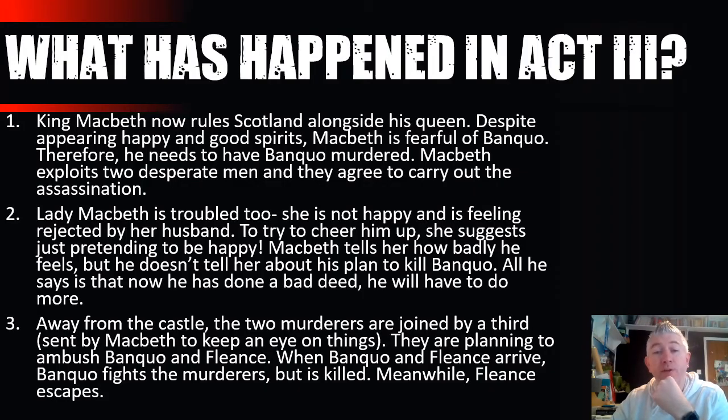So, in Act 3 so far, Scene 1, we meet King Macbeth, who now rules Scotland alongside his queen. And despite appearing happy and in good spirits, Macbeth is fearful of Banquo. Therefore, he needs to have Banquo murdered. Macbeth exploits two desperate men, and they agree to carry out the assassination. In Scene 2, Lady Macbeth is troubled too. She is not happy and is feeling rejected by her husband. To try and cheer him up, though, she suggests just pretending to be happy. Macbeth tells her how badly he feels, but he doesn't tell her about the plan to kill Banquo. All he says is that now he has done a bad deed, he will have to do more.